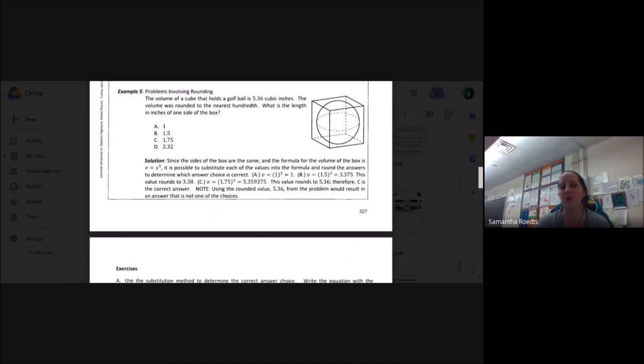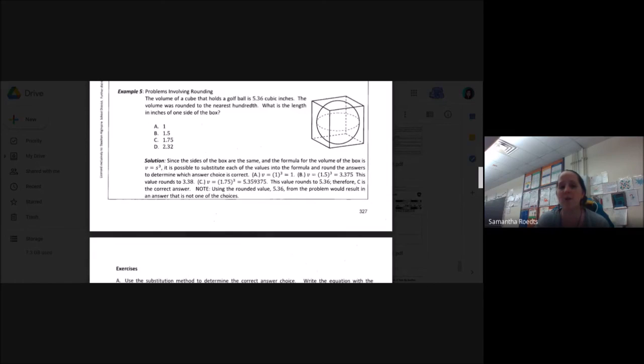Example 5, problems involving rounding. The volume of a cube that holds a golf ball is 5.36 cubic inches. The volume was rounded to the nearest hundredth. What is the length in inches of one side of the box? Since the sides of the box are the same, and the formula for the volume of the box is V equals S cubed, it's possible to substitute each of the values into the formula and round the answers to determine which answer choice is correct.